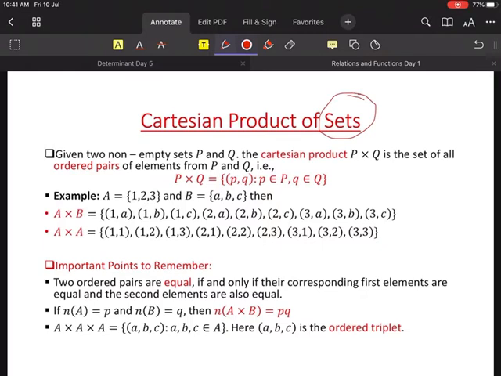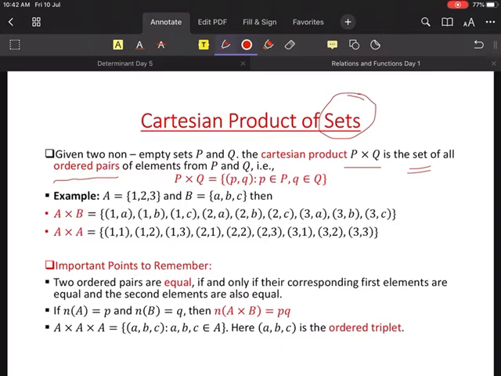The Cartesian product P cross Q. Now look here, the Cartesian product is denoted by P cross Q. It is the set of... Cartesian product is also a set. Listen very carefully. The Cartesian product is the set of all ordered pairs of elements from P and Q. Let's repeat it again. Given two non-empty sets P and Q, the Cartesian product P cross Q is the set of all ordered pairs of elements from P and Q.